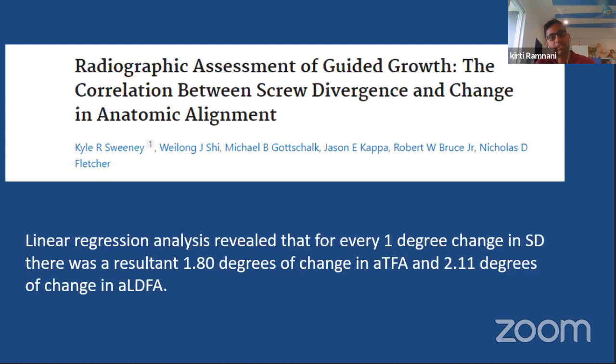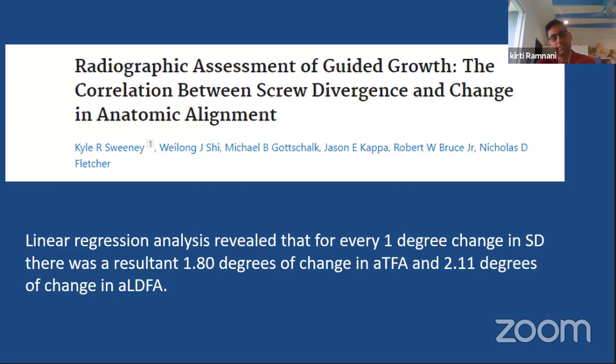Sweeney, this was a very original article by Kyle Sweeney, in which they tried to decrease the radiation in the follow-up period when tension band plating is used for limb length discrepancy. They tried to correlate the divergence of the screw with the correction achieved. They found that the linear regression analysis revealed that for every 1 degree change in the screw divergence, there was a resultant 1.8 degree change in the tibiofemoral angle and a 2.1 degree change in the LDFA.